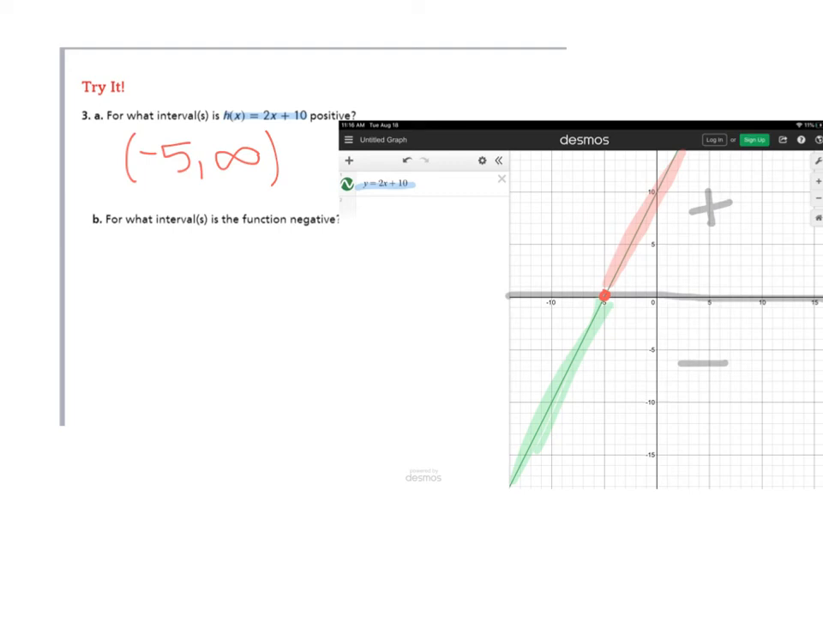For the negative function, we're just going to do the same thing, but we're going to switch it. So we're going to go from -infinity to -5. Sorry about that. -infinity to -5. Again, we're using parentheses both places in order to say that we are not including the number -5. And that's it. If it asked you for which number is neither negative nor positive, our answer would be -5.